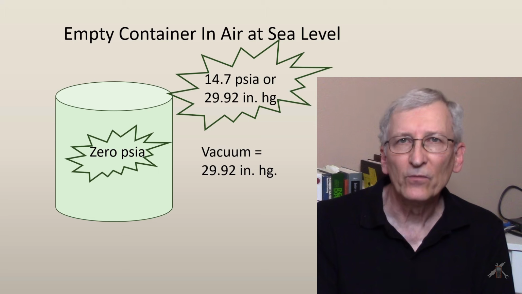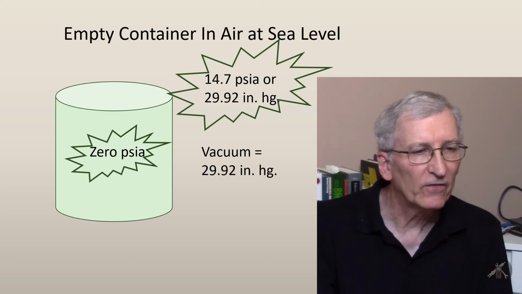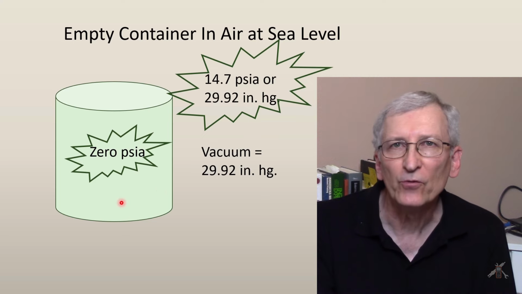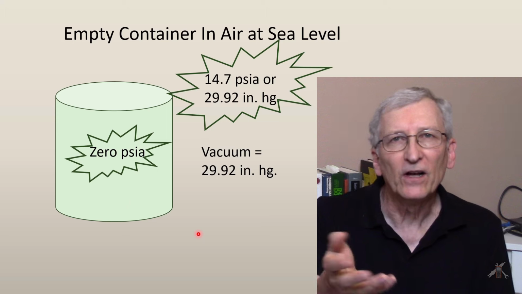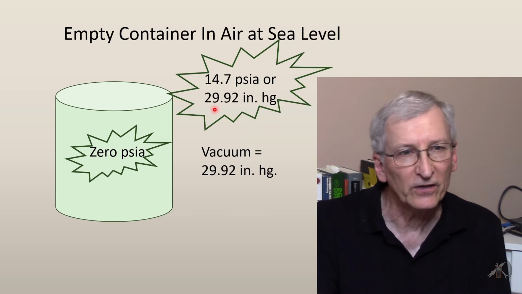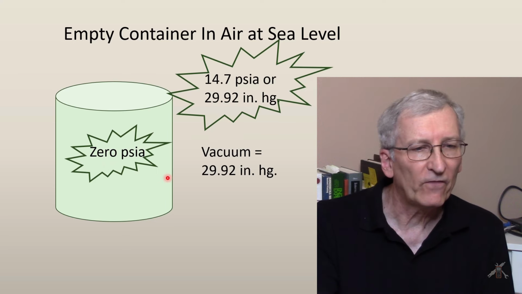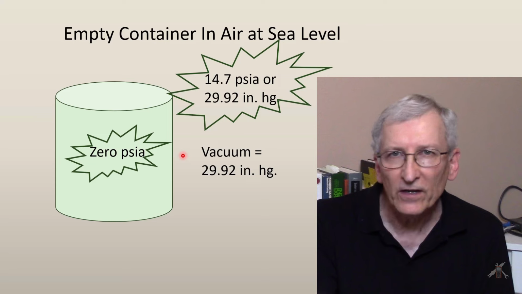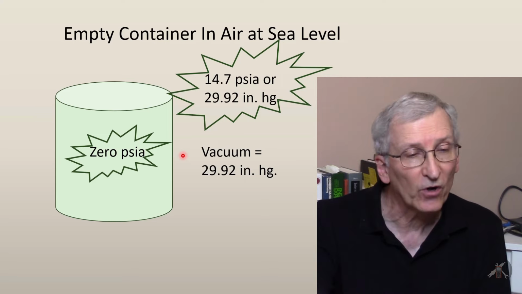So what does vacuum mean? How do we address that? Picture that you have an empty can, an empty soup can, right? That's sealed up. And you're at sea level, so your air pressure is about 14.7 psi or 29.92 inches of mercury, and there's no air in it. You'll have a vacuum of 29.92. That's the definition. It's how far you are below atmospheric pressure.